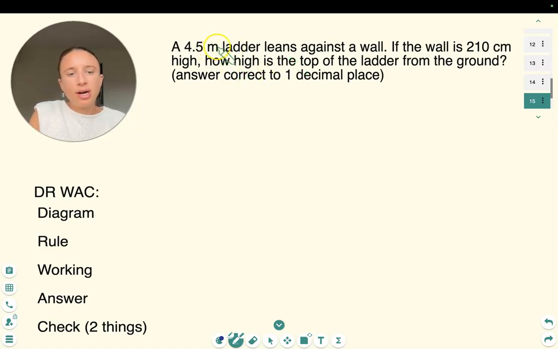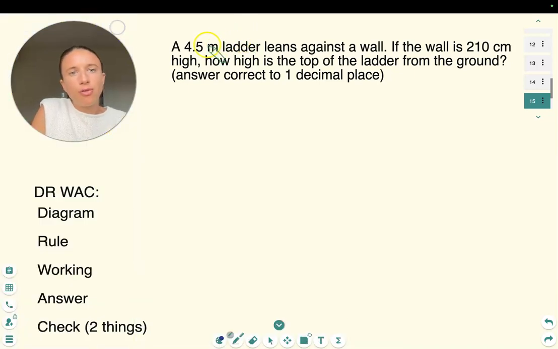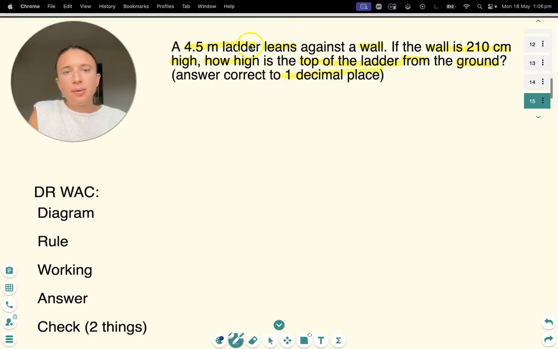Okay, another word problem. A 4.5, let me get my highlighter. A 4.5 meter ladder leans against a wall. If the wall is 210 centimeters high, how high is the top of the ladder from the ground? Okay, to 1 decimal place.